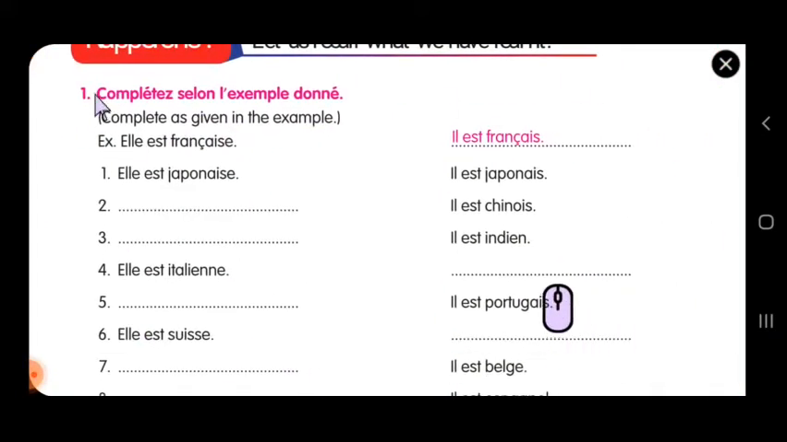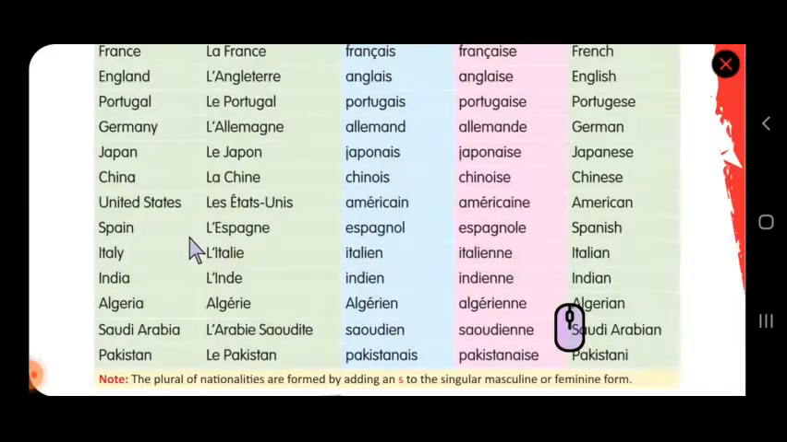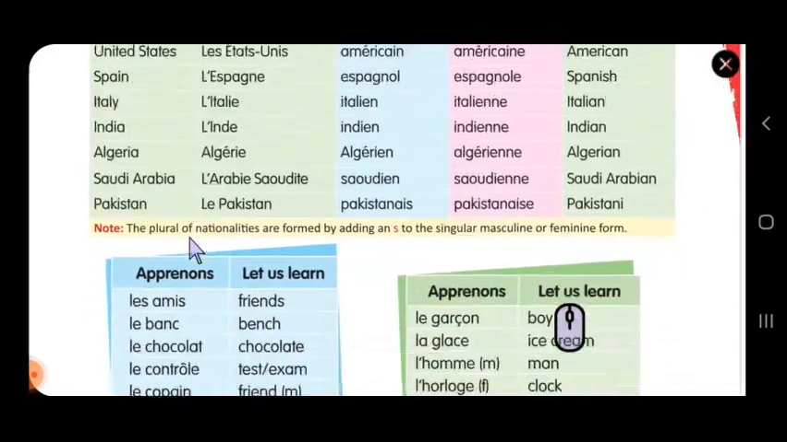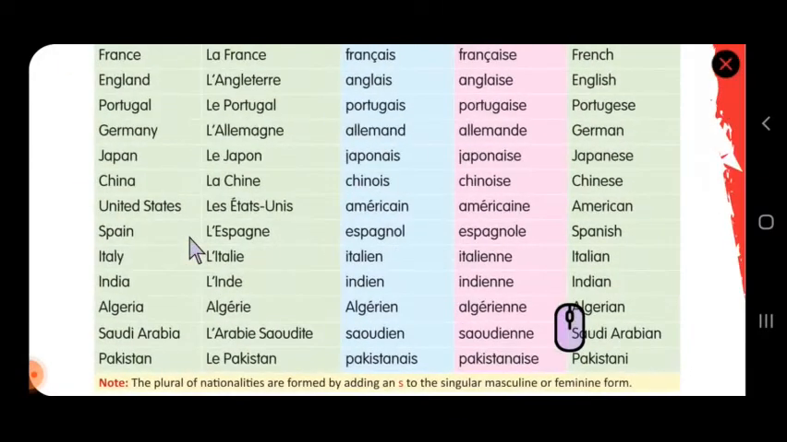If you see in this exercise, they have given the nationality in masculine and they have asked us to do the feminine. If they have given in feminine, we have to do it in masculine. To do this particular exercise, we must be aware of what nationality we deal with and what is the answer for it and everything. So you have to take page number 67.